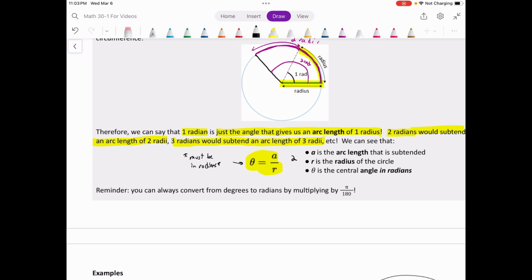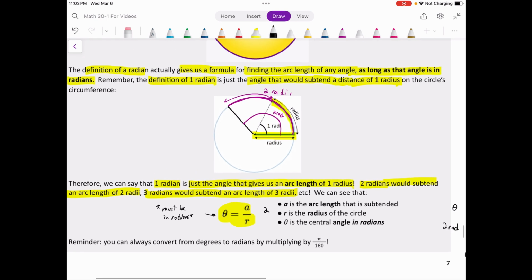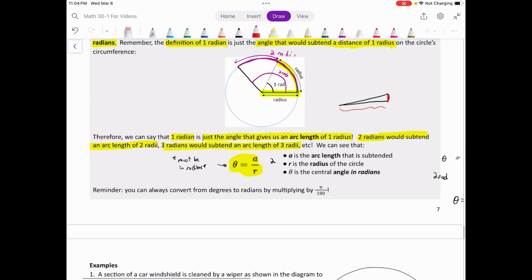And that is why this formula makes no sense for degrees, right? If you've gone 20 degrees, that doesn't mean that your arc length is going to be 20 radii. 20 degrees is not very far at all, right? 20 degrees is that small of a rotation. That arc there is definitely not as big as the radius. Okay, so that's why this just doesn't work. But because the definition of the radian is based on relating the arc length to the radius, this formula works perfectly when our angle is in radians. It doesn't work at all if it's not.